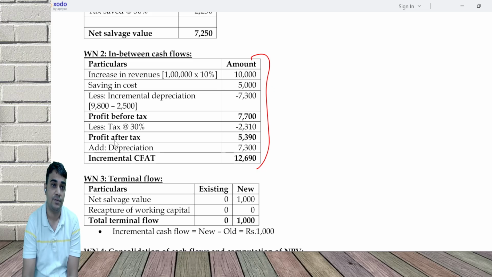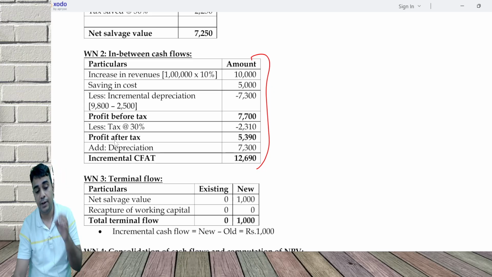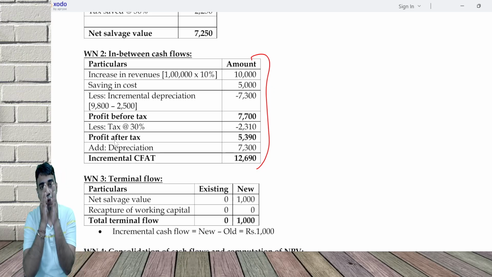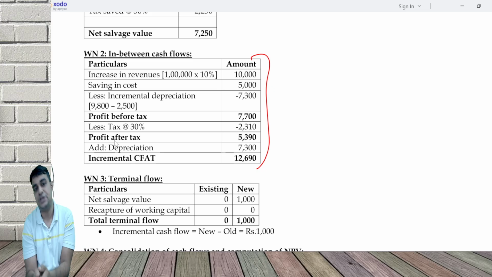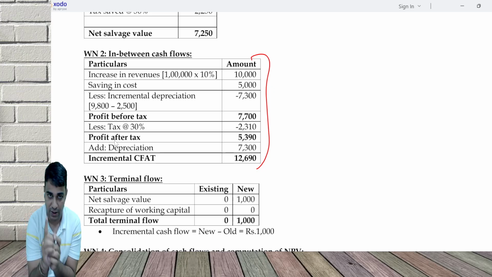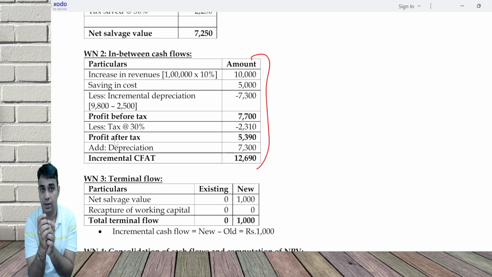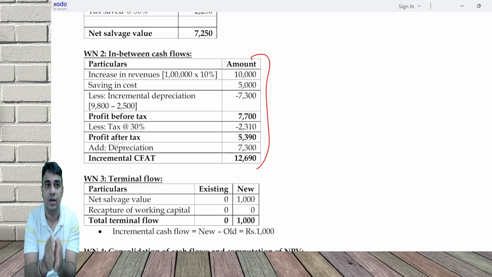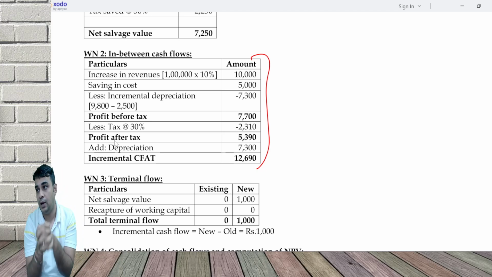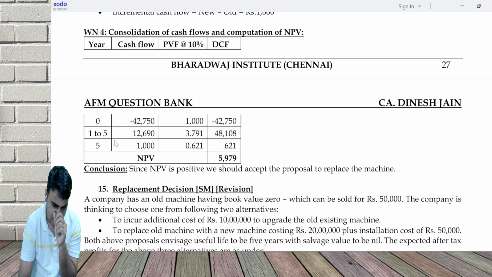Any doubts on this? Again, I'll repeat only one important factor. You have to evaluate new machines separately, old machines separately for a category 1 question. And when you evaluate the old machine, you will have to imagine that you are continuing with the old machine. Any doubts on this? Let's look at the next question.